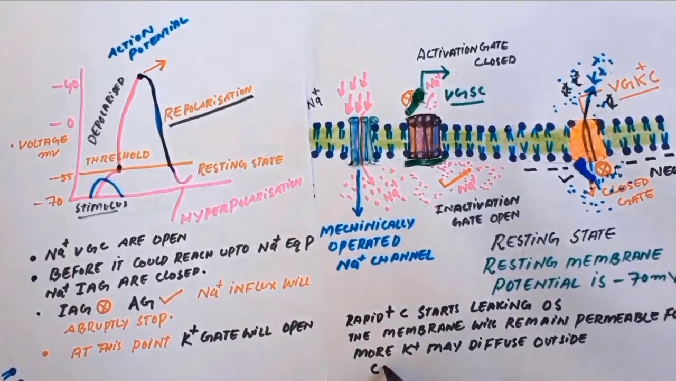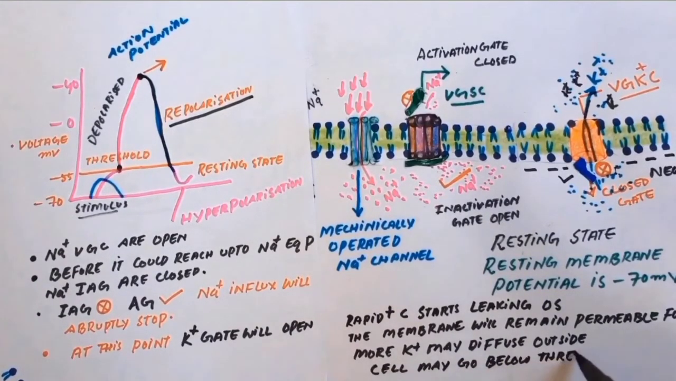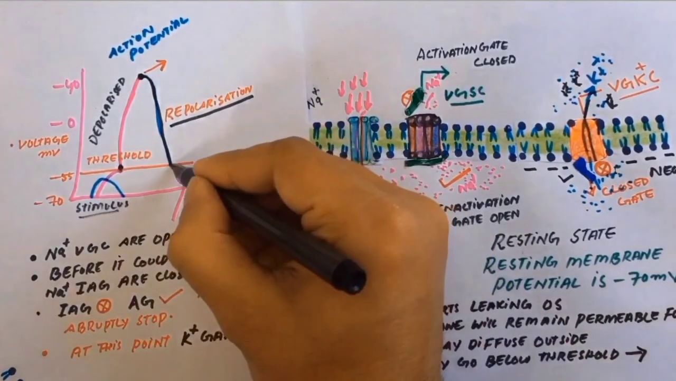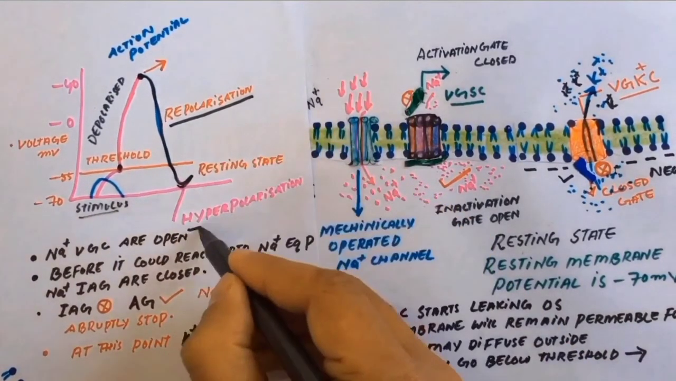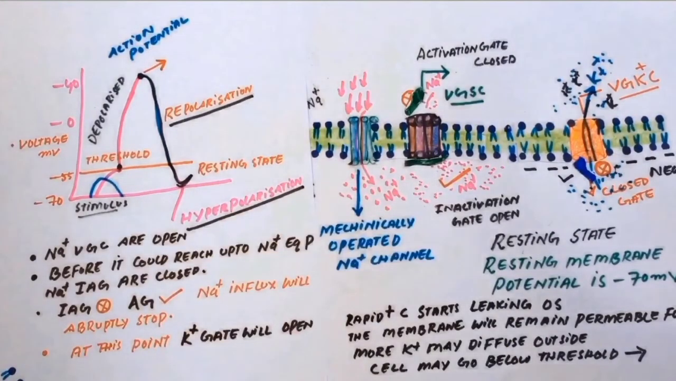Potassium voltage-gated channels are closed. More K positive may diffuse outside and the cell will go below the threshold and is said to be hyperpolarized. This was all about the membrane potential. In the next lecture, we are going to discuss the action potential.